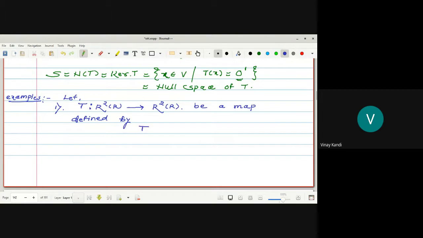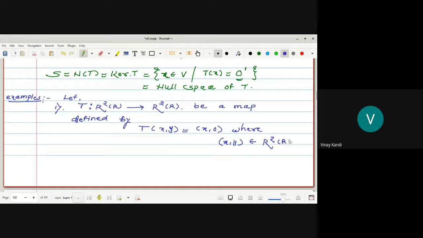Here, an element belonging to R2 over R means an ordered pair. So apply T on that ordered pair (x, y): it is equal to (x, 0). This is the mapping which is given to us, where x and y are elements belonging to R2 over R.